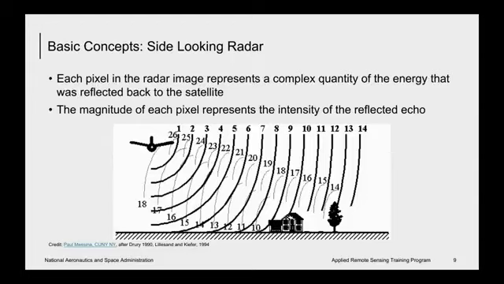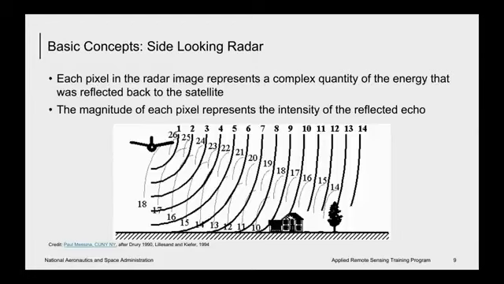By measuring the time delay between the transmission of a pulse and the reception of the backscattered echo from different targets, their distance from the radar, and therefore their location, can be determined. As the sensor platform moves forward, recording and processing of the backscattered signals builds up a two-dimensional image of the surface.